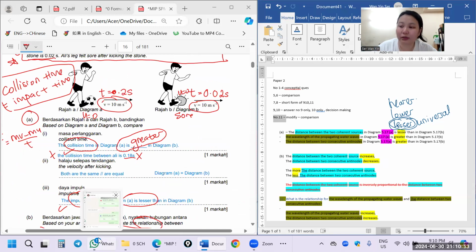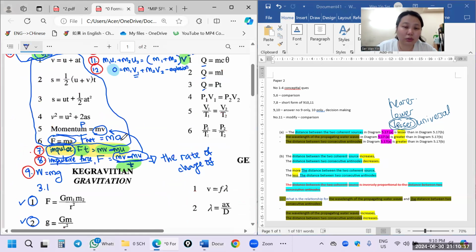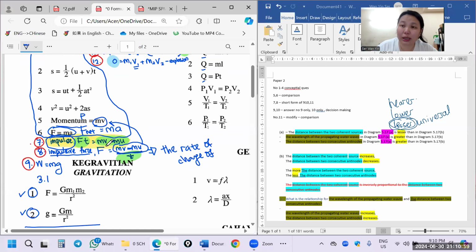Formula not given. Concept and definition are. So if you don't know how to answer the definition, look at the formula and translate the maths back into a sentence. That's it.